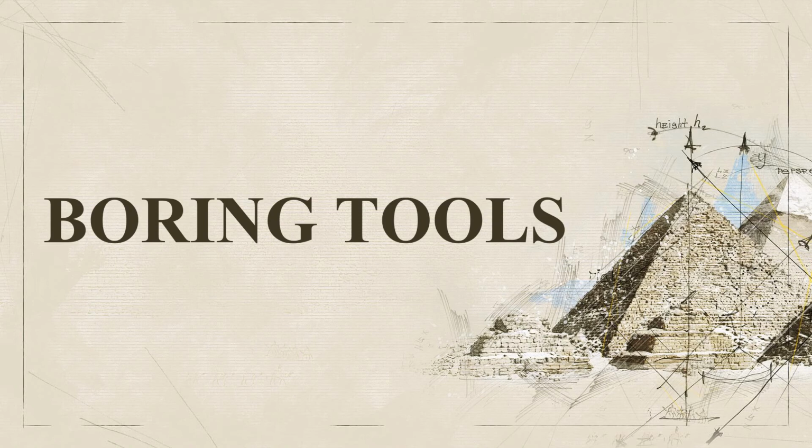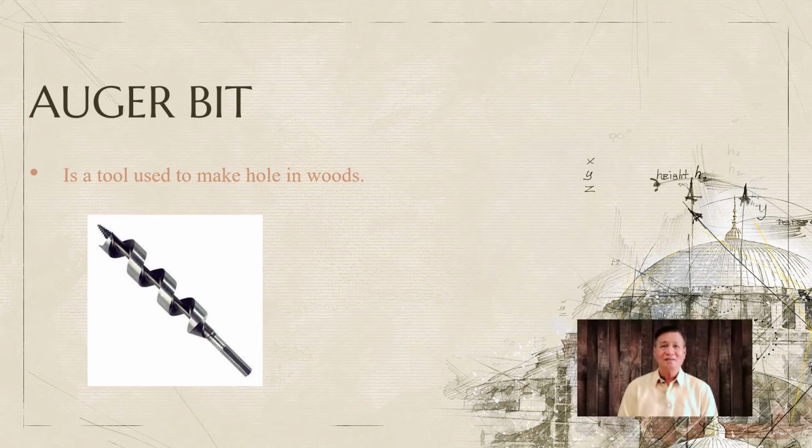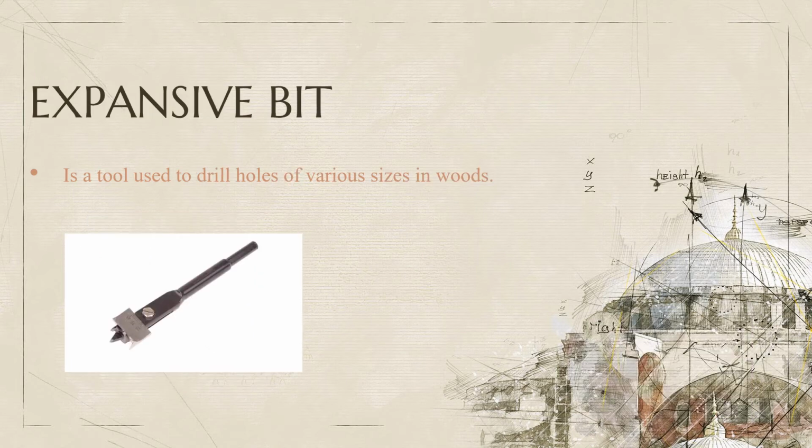The fifth, we also have boring tools under the classification of hand tools. Under boring tools is auger bit. Auger bit is a tool used to make holes in wood.